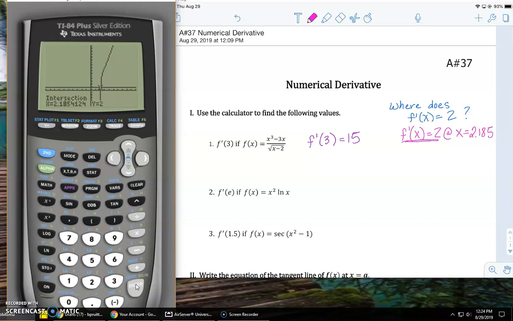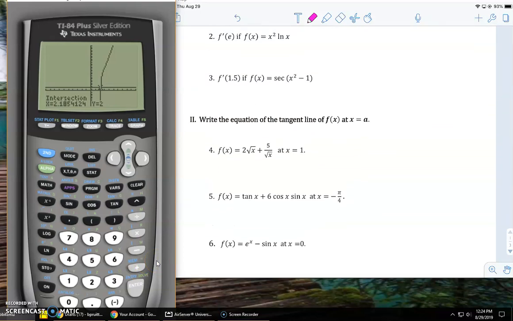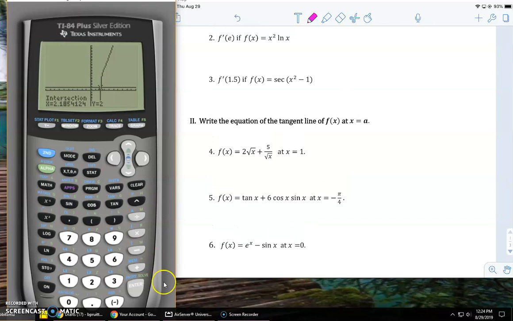So notice I put f prime of x equals 2 at. That's the equation the calculator solved. So that's really, really cool. So these questions, the equation of the tangent line on a calculator, man, that just became easy. So let's practice doing another one. So let's do, we'll do number 4 together.